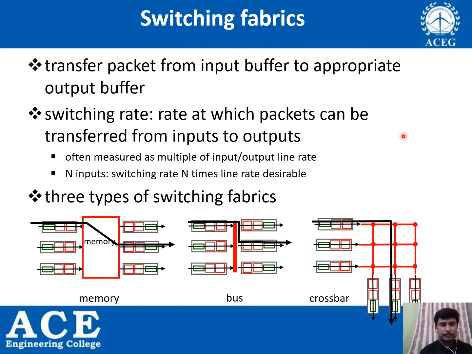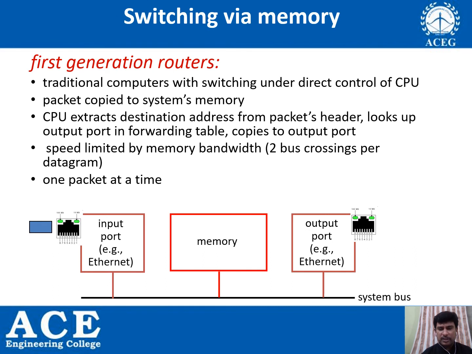The first one is called switching via memory. So what do we mean by switching via memory? This is actually the first generation of routers, and these are similar to traditional computers with switching under direct control of the CPU. For instance, you could look at this figure. Here you have input ports which are receiving those datagrams, and the datagrams received by the input port will be forwarded to the CPU. So this is something like a memory unit, part of the CPU.